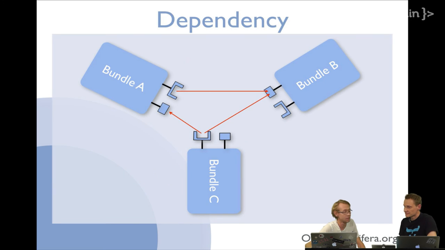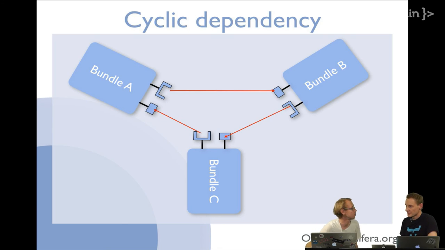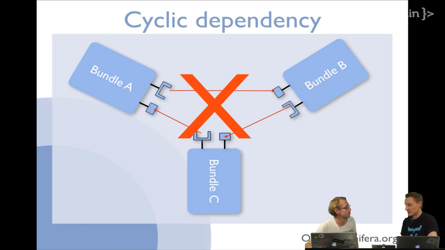Here we can see the dependencies, very close to the dependency we saw earlier. And here we have an exception: never create cyclic dependencies. They won't work. Bundle A requires bundle B, B requires C, C requires A. You will probably see an error already in the IDE. It doesn't work.